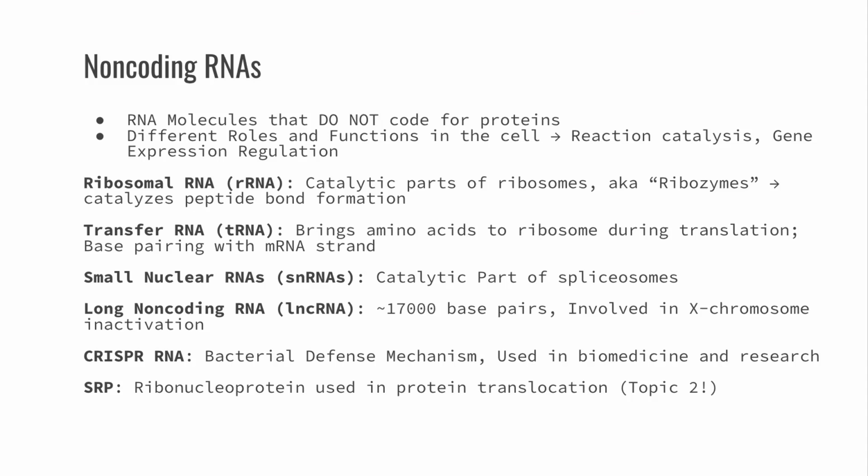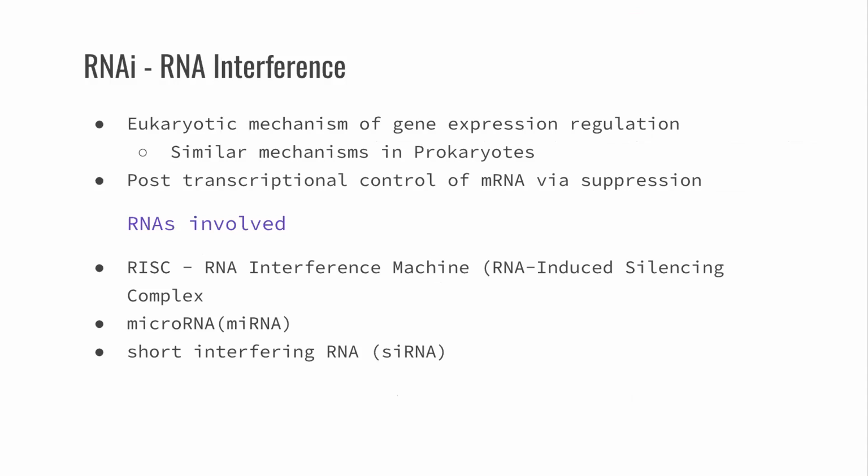Small nuclear RNAs are the catalytic part of spliceosomes. Long non-coding RNAs are about 17,000 base pairs, and they're involved in X chromosome inactivation. And then you have CRISPR RNA and SRP, a ribonucleoprotein used in protein translocation. Okay, so getting into RNA interference, one of the ways that non-coding RNAs can function.